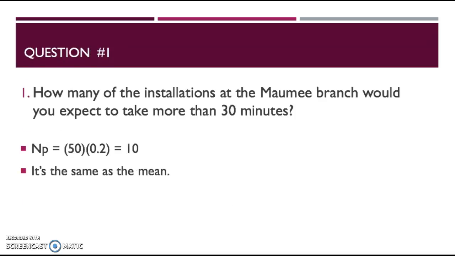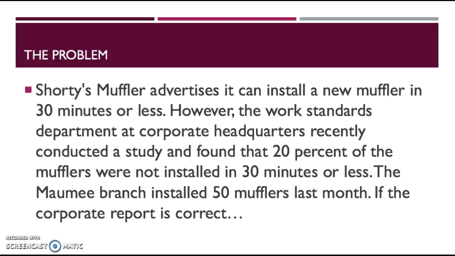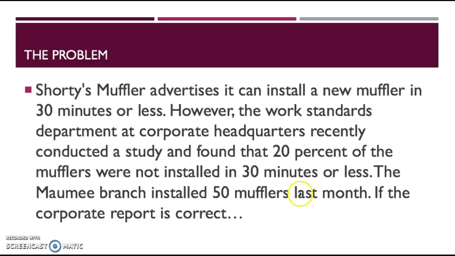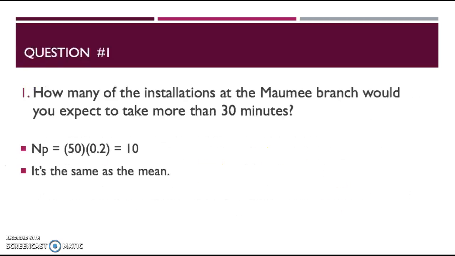So, question number 1: how many of the installations at Maumee branch would you expect to take more than 30 minutes? So, when solving this problem, you basically just multiply the 50 which was given in the problem, which is the 50 mufflers that it took to install, and you multiply that by 0.2 because 0.2 is 20%, and 20% of the mufflers were not installed in 30 minutes. So you get the answer of 10, which is basically the same as the mean.